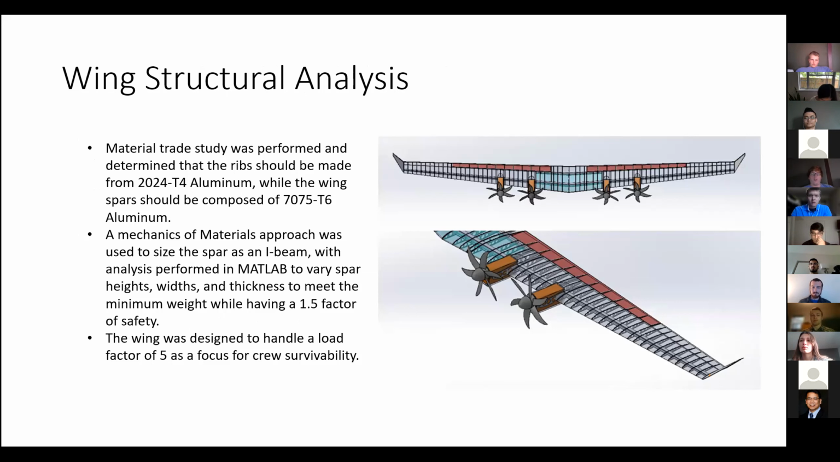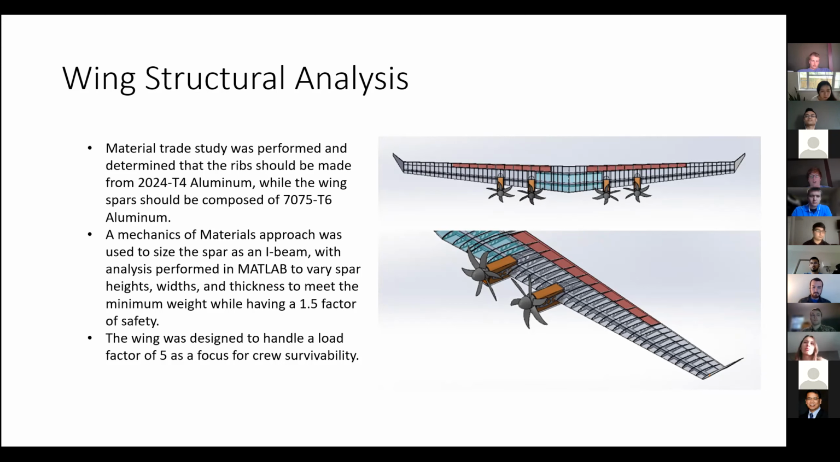After this, we performed a structural analysis. The analysis was mostly focused on the mechanics of materials approach with a trade study performed for the material. The trade study found that the ribs should be made of 2024 T4, while the wing spars should be composed of 7075 T6 aluminum due to the greater amount of fatigue that the spars can take over the ribs. The mechanics of materials approach was used to size the main spar, which is an I-beam. We varied through various heights, widths, and thicknesses to meet the minimum weight with a 1.5 factor of safety.